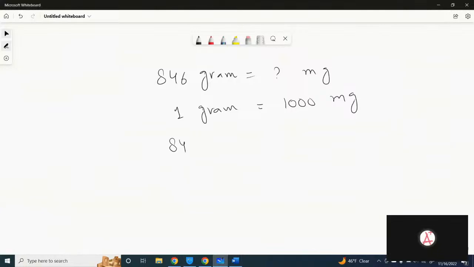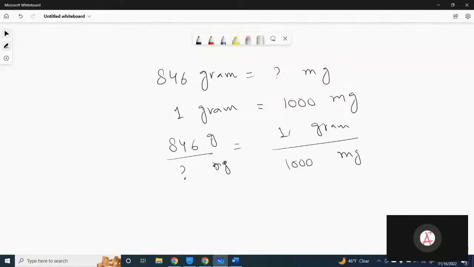Just form a proportion: 846 divided by the missing milligrams equals 1 gram divided by 1000 milligrams. Got it? So you have to make 846 here, so just multiply numerator and denominator with 846. It would then make 846 grams divided by 846,000 milligrams. Got it? So the correct option is 846,000 milligrams.